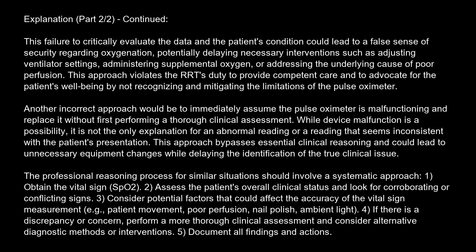1. Obtain the vital sign SpO2. 2. Assess the patient's overall clinical status and look for corroborating or conflicting signs. 3. Consider potential factors that could affect the accuracy of the vital sign measurement, e.g., patient movement, poor perfusion, nail polish, ambient light. 4. If there is a discrepancy or concern, perform a more thorough clinical assessment and consider alternative diagnostic methods or interventions. 5. Document all findings and actions.